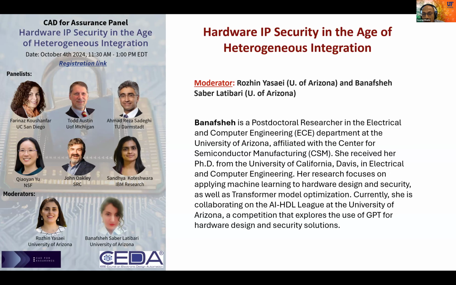Currently, she is collaborating on the AI HDL League at the University of Arizona, a competition that explores the use of GPT for hardware design and security solutions. Again, we are very pleased to have Rosina and Banafse to moderate this panel.